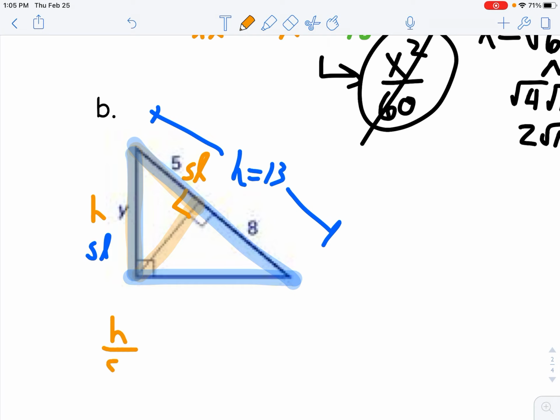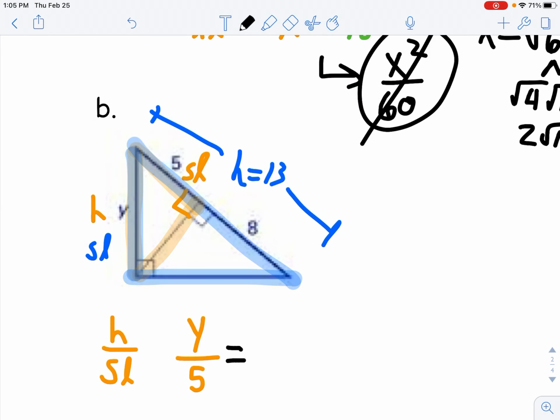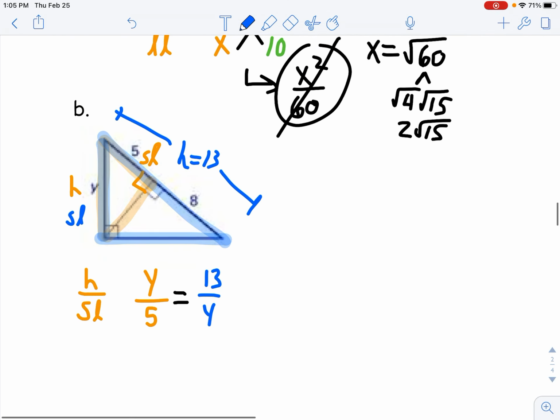So again, it doesn't matter. I can do h over SL, SL over h, does not matter. I'm going to have y over 5 equals 13 over y. Cross multiply, you're going to get y squared equals 65.